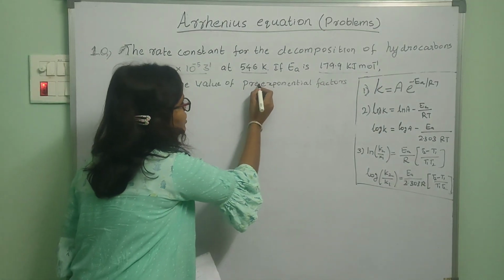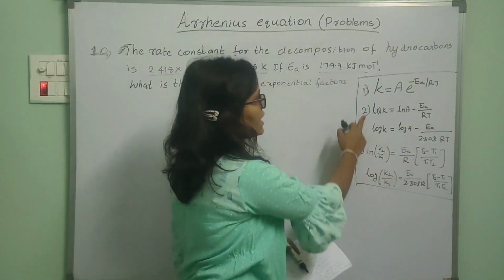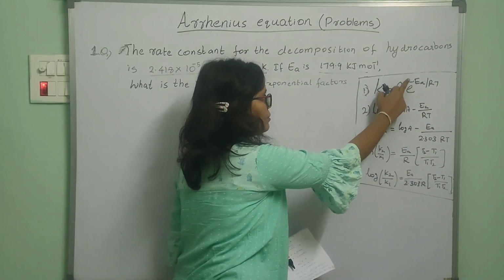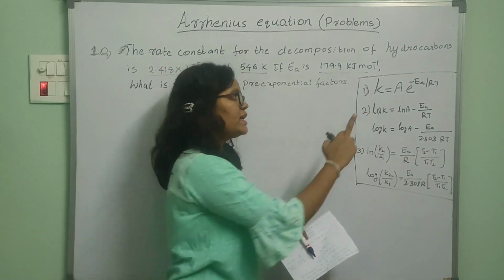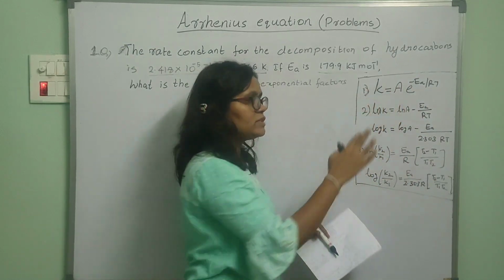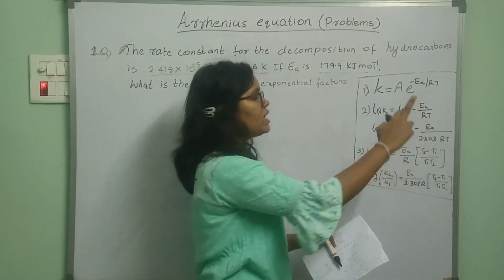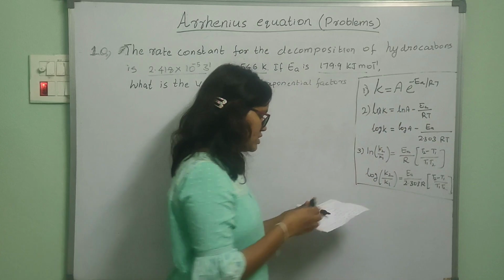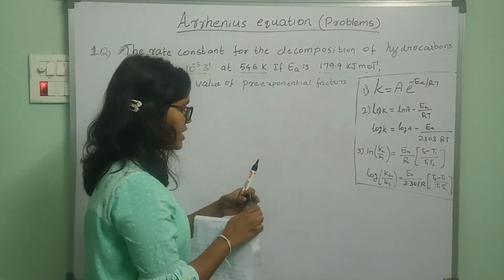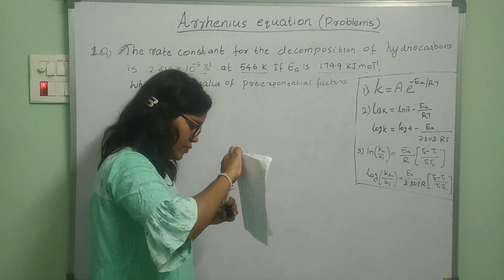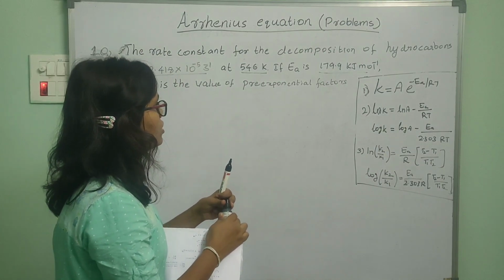We know that the Arrhenius equation is K = A e^(-EA/RT), where K is the rate constant, A is called the Arrhenius parameter or pre-exponential factor, EA is the activation energy, R is the universal gas constant, and T is the temperature. All these things have already been explained in the previous video. So now we can directly solve the problem.